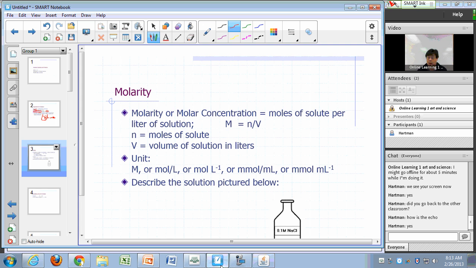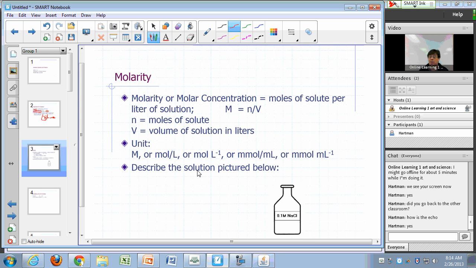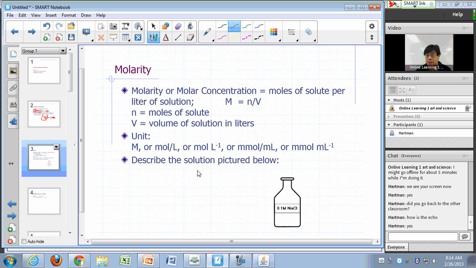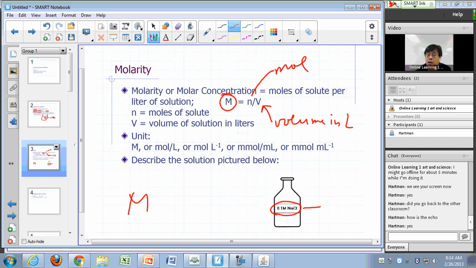So anyway, if you go to the lab, you might see a label on the bottle that looks like this, 0.1 big M NaCl. You would read that as 0.1 molar sodium chloride. What that label means is that if you have a liter of this solution, it's going to contain 0.1 moles per liter. So a big M right here is called the molarity. It tells you how many moles you have. So n is the number of moles, V is the volume in liters. So molarity is moles per liter.